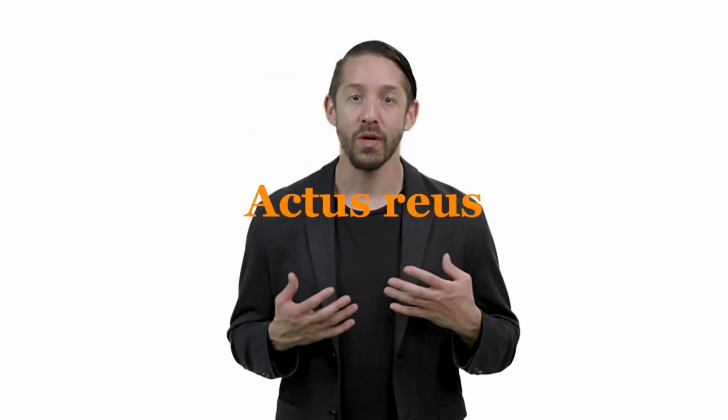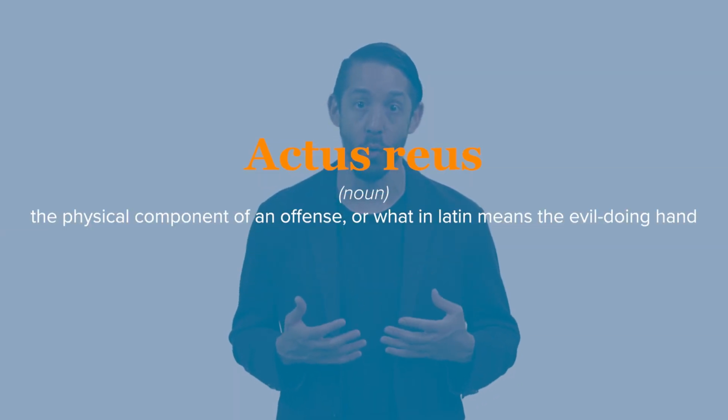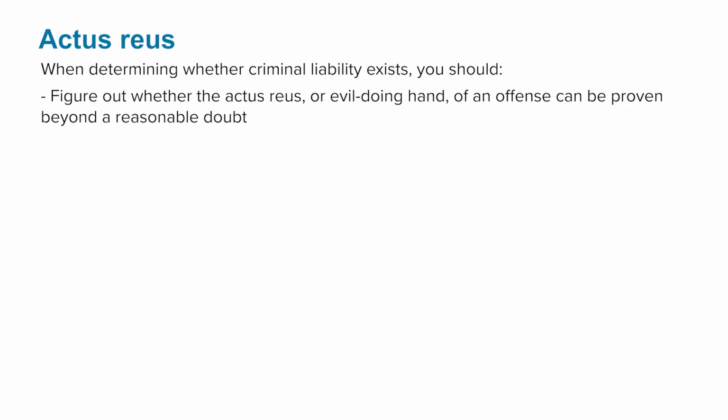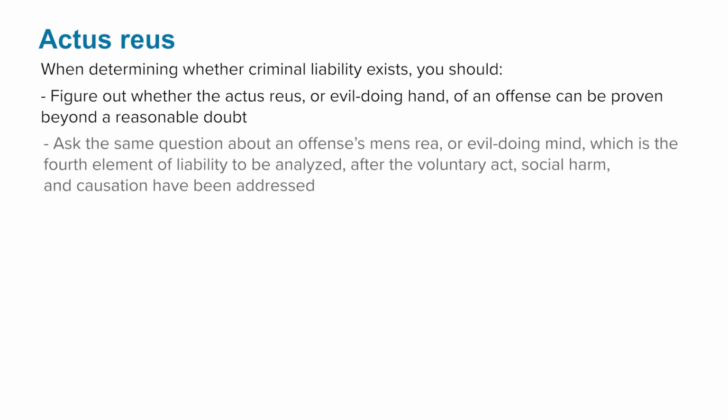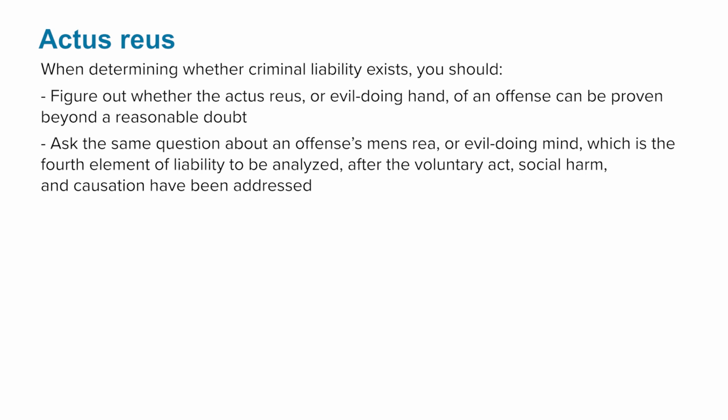Okay, so at this point, we've now discussed three elements of criminal liability: the voluntary act, social harm, and causation. These elements comprise what's often referred to as an offense's actus reus, which is essentially the physical component of an offense, or what in Latin means the evil-doing hand. When determining whether criminal liability exists, the first thing you'll want to do is figure out whether the actus reus of an offense can be proven beyond a reasonable doubt. From there, you'll want to ask the same question about the offense's mens rea, or evil-doing mind, which is the fourth element of liability to be analyzed after you've analyzed the voluntary act, social harm, and causation.